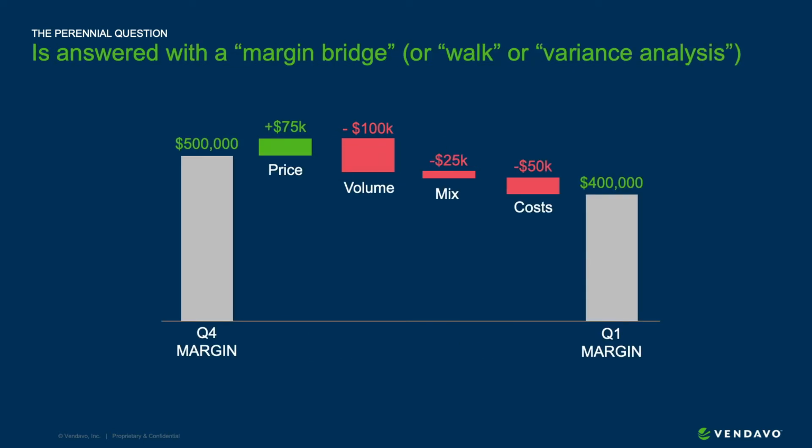To answer this perennial question that's fundamental to almost every business, what you really need is what some call a revenue or margin bridge, walk, or variance analysis. This kind of analysis does a bottoms-up breakdown of all transactions in one time period compared to another, and then puts the differences into effects like price effects, volume effect, mix effect, and cost effect.